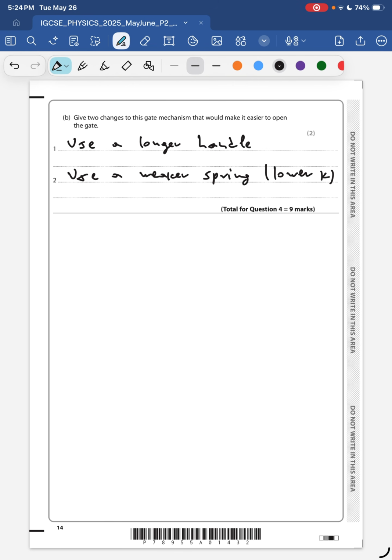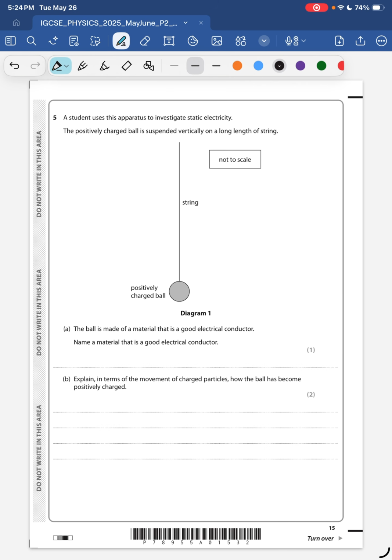Okay, this was question 4 done. Let's move on to question number 5. A student uses the apparatus to investigate static electricity. The positively charged ball is suspended vertically on a long length of string. The ball is made of a material that is a good electrical conductor. Name a material that is a good electrical conductor.